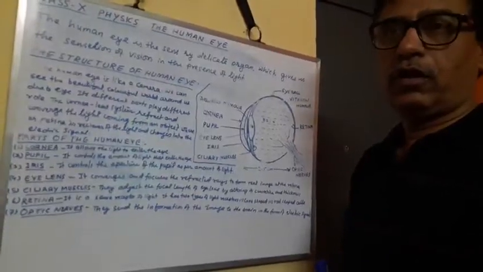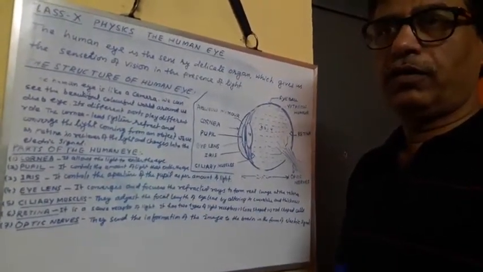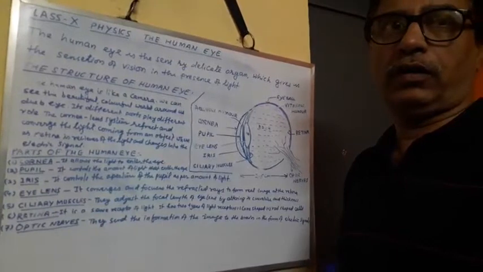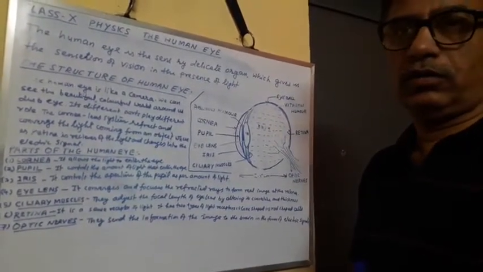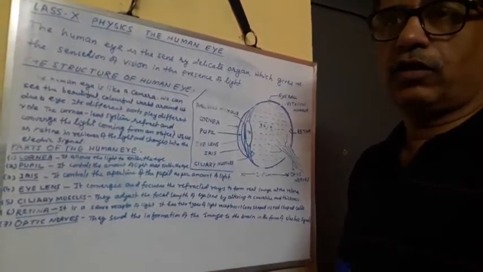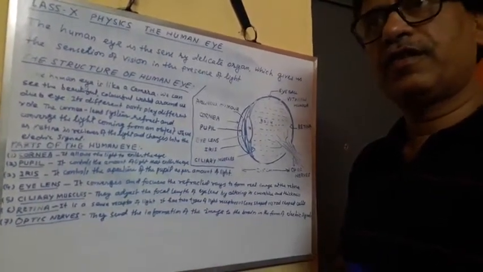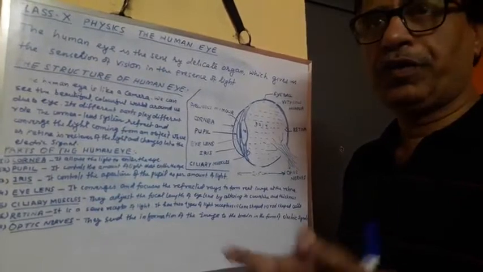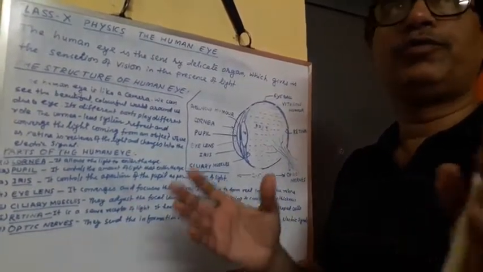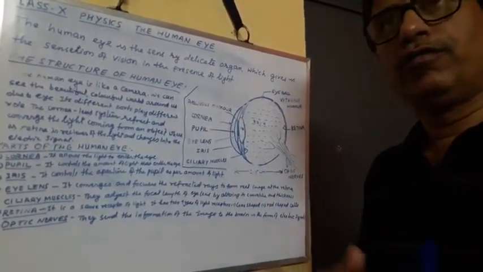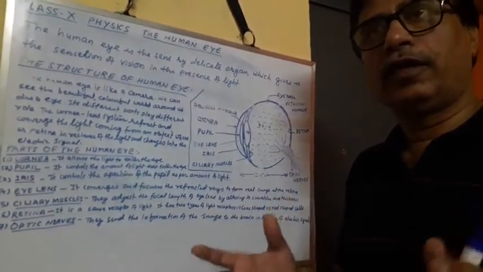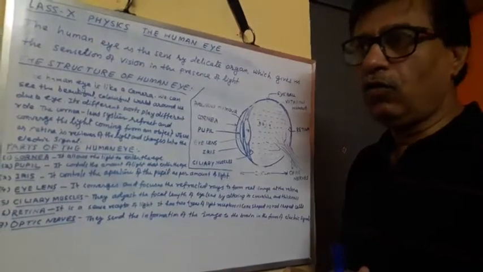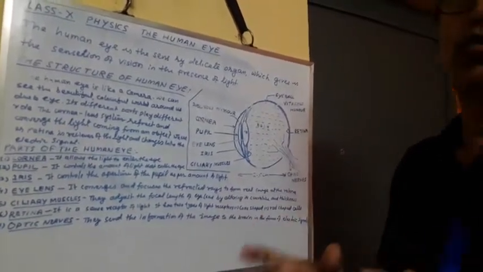Good morning, students. Today we are taking the topic the human eye. The human eye is a delicate organ. It is a sensory organ which gives us the sensation of vision. We are able to see this beautiful, colorful world with the help of the gift of nature, that is the eye.